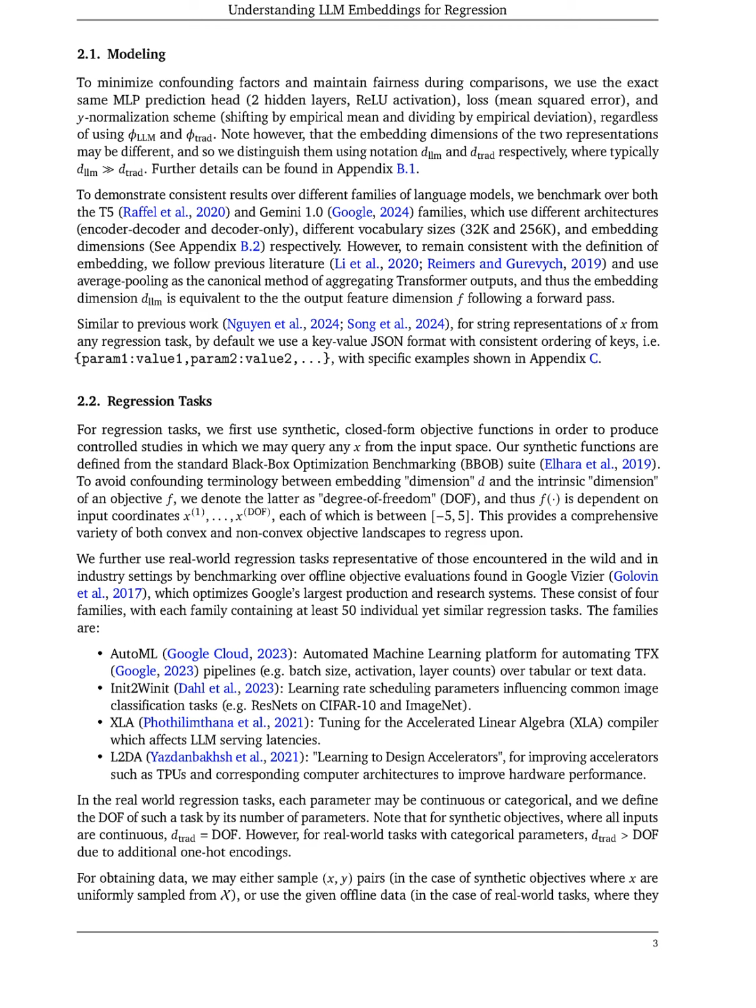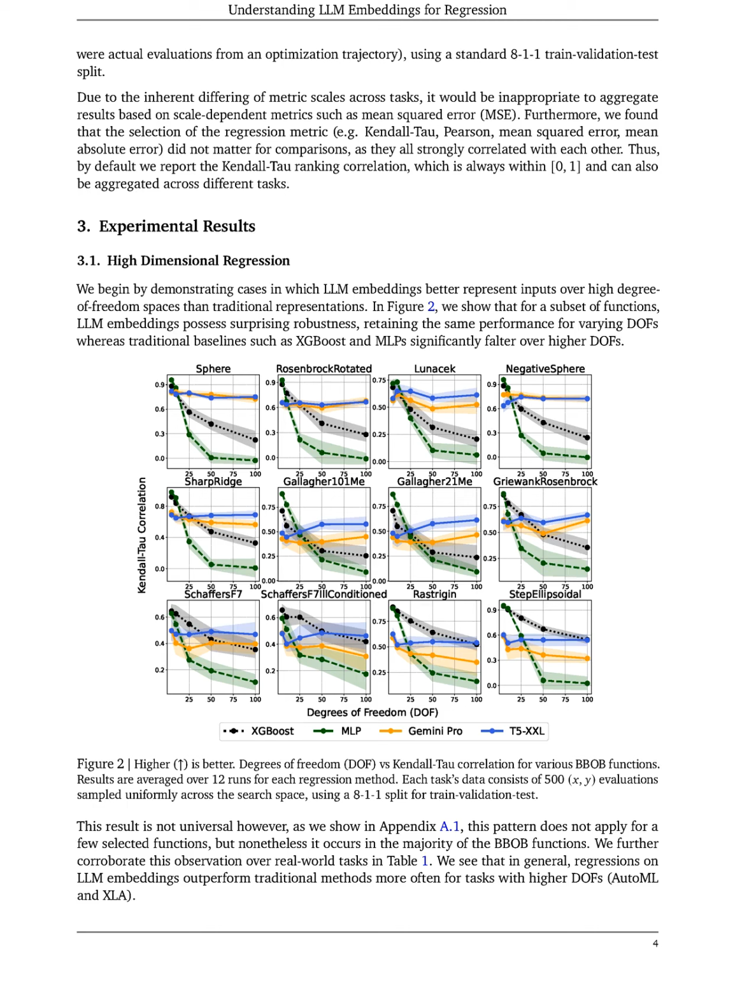In the case of real-world tasks, we benchmarked over 4 families of regression tasks from Google Vizier, ensuring a comprehensive evaluation representative of industry settings. We employed a consistent MLP prediction head, mean squared error loss, and a normalization scheme across all experiments to maintain fairness in comparisons. The primary metric used for evaluating regression performance was the Kendall-Tau ranking correlation, which provided a scale-independent measure of performance that could be aggregated across different tasks.